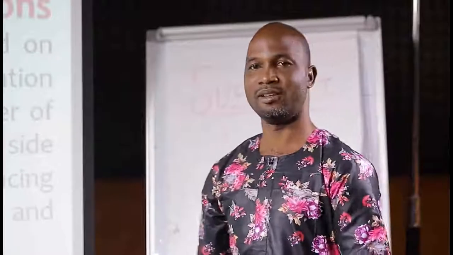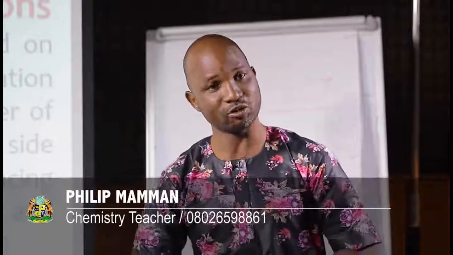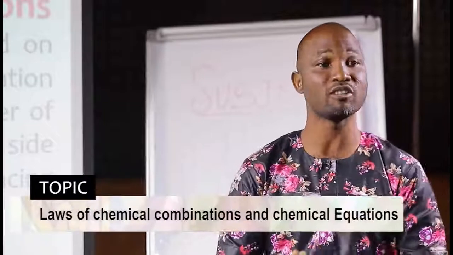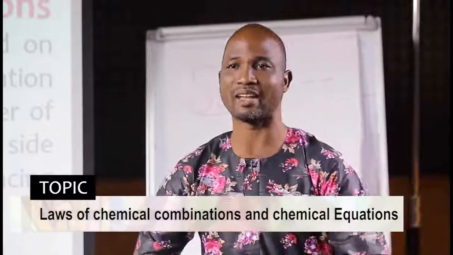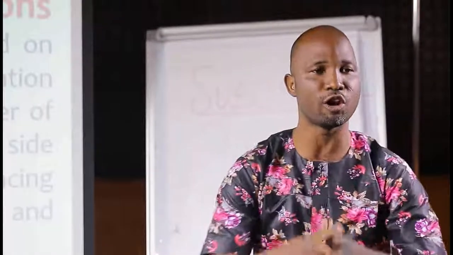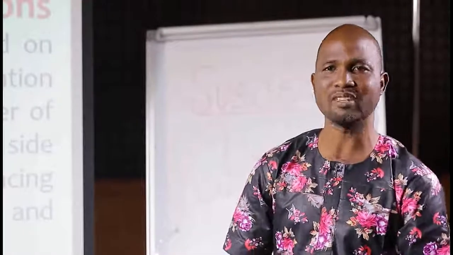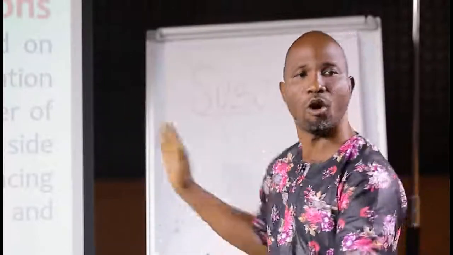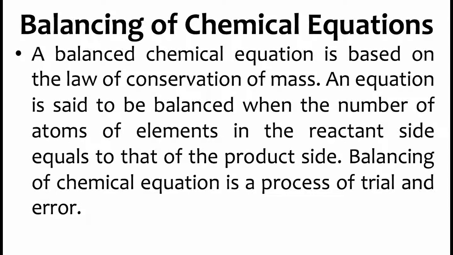Finally, my students, the main thing you must put emphasis on is how to balance a chemical reaction. Like I said, it's based on the law of conservation of mass. Atoms can neither be created nor destroyed during a chemical reaction. What it means is that every atom on the left-hand side must be equal to the atoms on the right-hand side. So a balanced chemical equation is based on the law of conservation of mass. An equation is said to be balanced when the number of atoms of each element on the reactant side is equal to that on the product side.